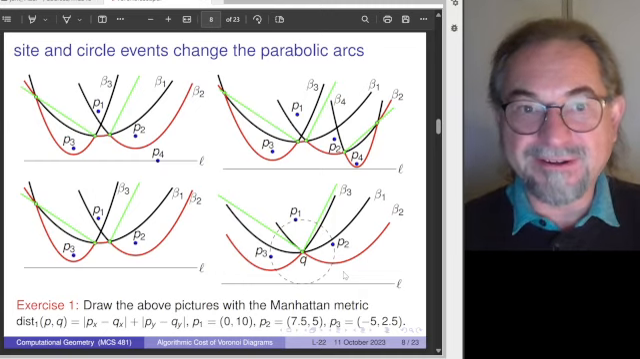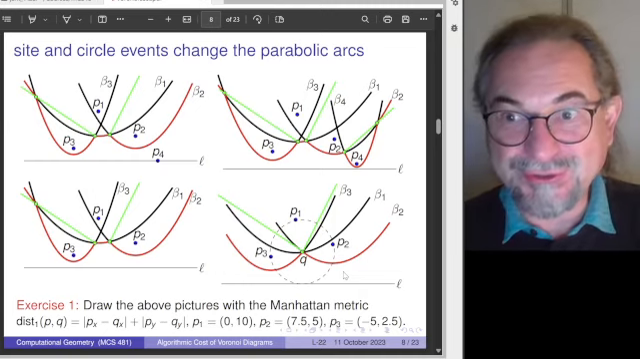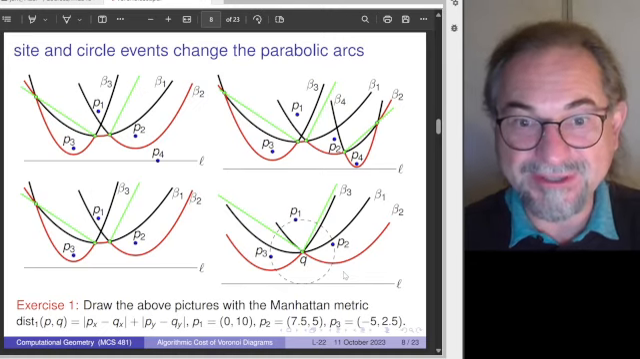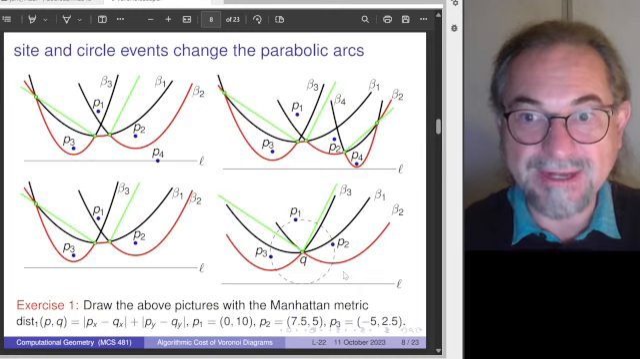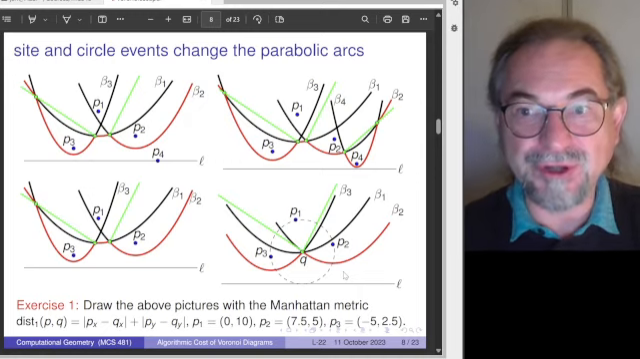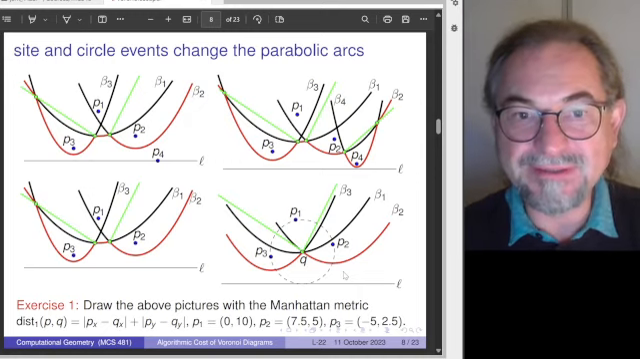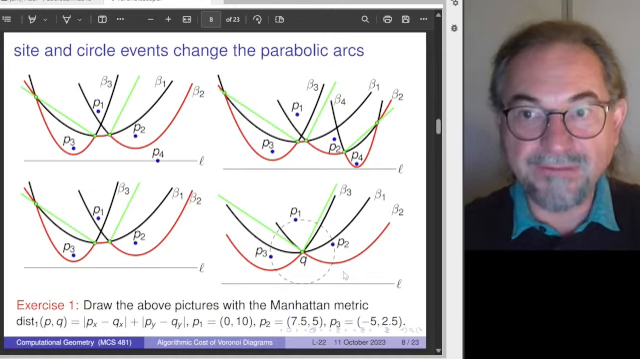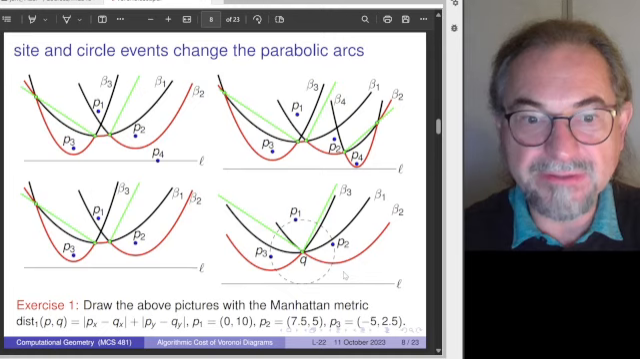Okay, I realize that these are just pictures that kind of indicate how you can construct the Voronoi diagram for a given number of sites via a sweep line argument.